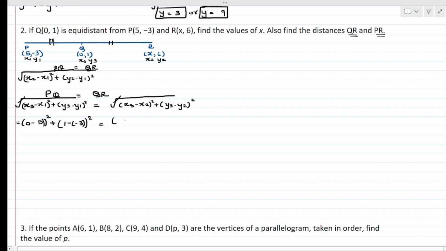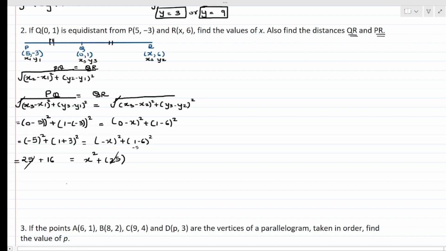Equals, what is my x3? 0 minus x the whole square plus 1 minus 6 the whole square. 0 minus 5 means minus 5 the whole square, plus, as you can see, minus and minus gives plus, so 1 plus 3 the whole square equals minus x the whole square plus 1 minus 6 the whole square. 5 square means 25, positive 25, plus 3 plus 1 means 4, and 4 square is 16. So 25 plus 16 equals x square plus minus 5 square, which is 25. Now, as you can see, positive 25 gets cancelled.